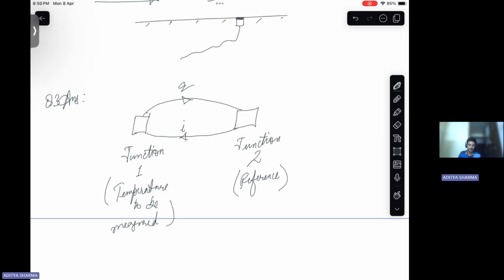Based on this data, we get to know the temperature of interest. Initially we calibrate junction 1 with some known temperature. We have junction 2 already. With some known temperatures we calibrate this thermocouple. We keep one known temperature here, then another known temperature, then another, and then we get a trend of the behavior of this probe. The trend basically is an equation, a linear equation in most cases.